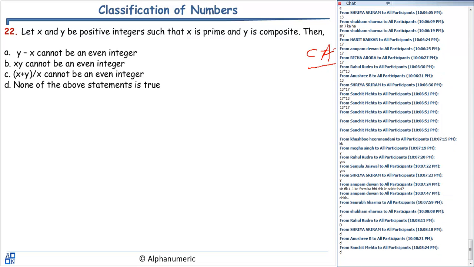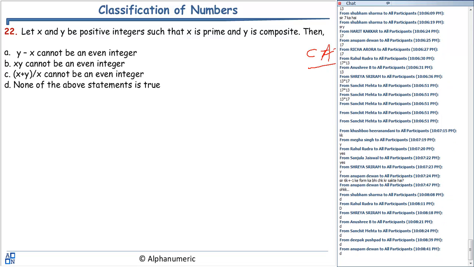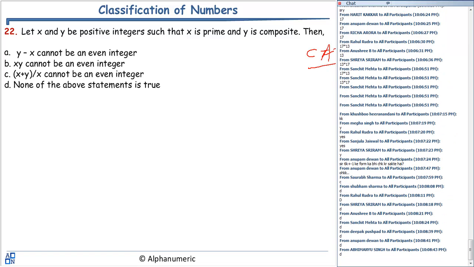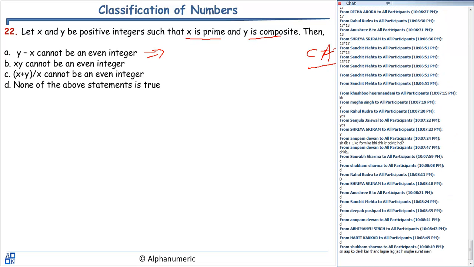Okay, that's right. Most of you are saying D. The D is the correct answer. X is a prime number and Y is a composite. So Y minus X cannot be an even integer. It can be an even integer. Like if I take Y की value 6 ले लेता हूँ और X की value 2 ले लेता हूँ, तो 6 minus 2 is 4, which is an even number. So option A cannot be the answer.